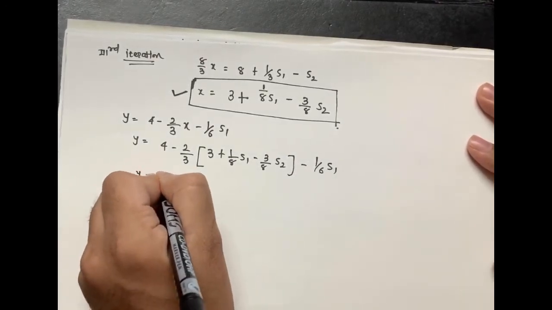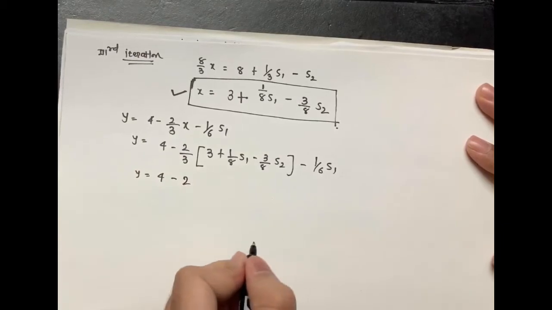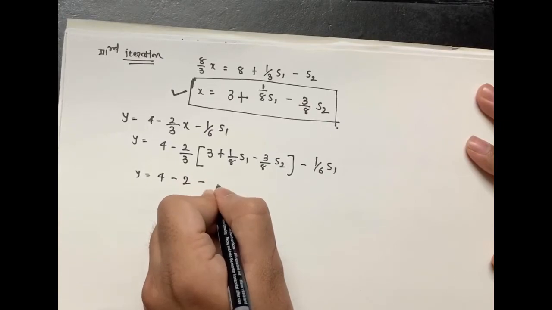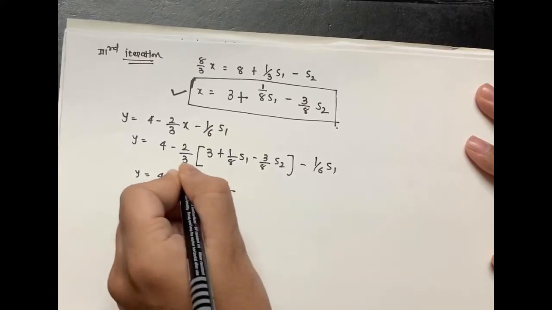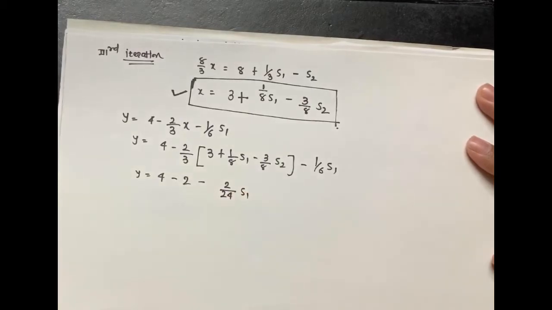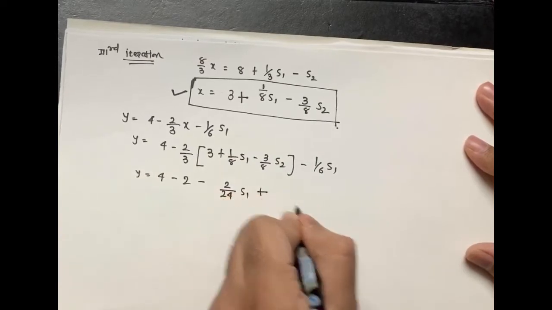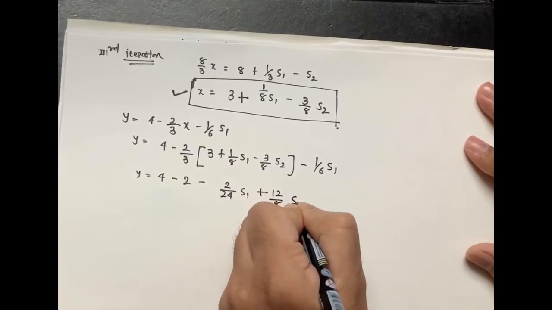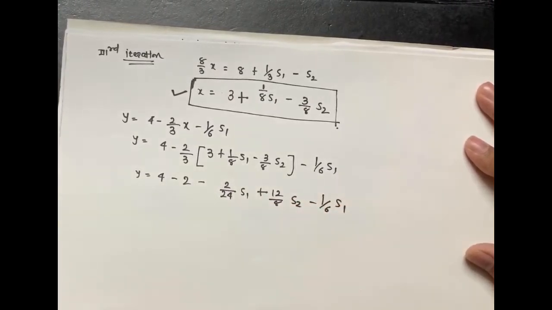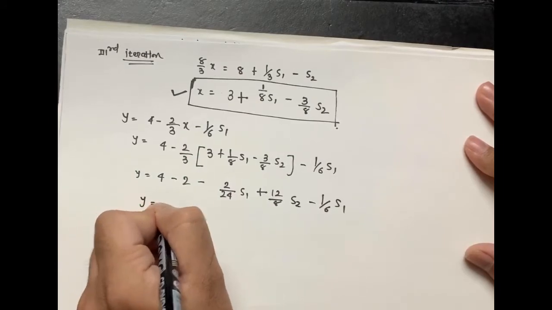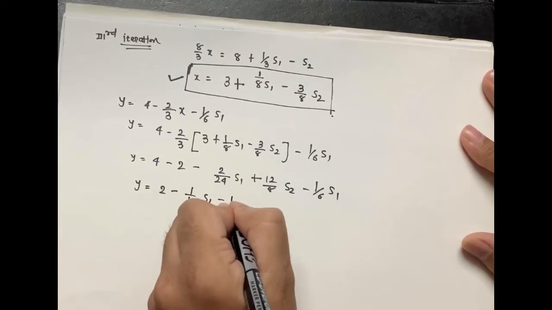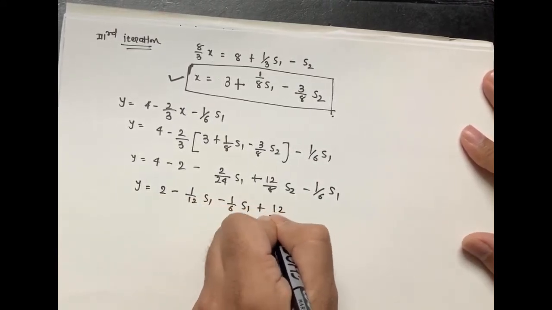So y equals 4 minus 2, this is minus 2 by 24 s1, that is 1 by 12, and minus minus gets plus 4 3s are 12 by 8 s2 minus 1 by 6 s1. So y equals 2 minus 1 by 12 s1 minus 1 by 6 s1 and plus 12 by 8 s2.